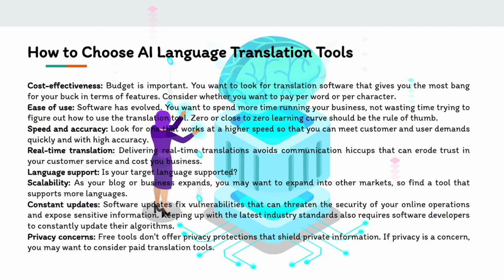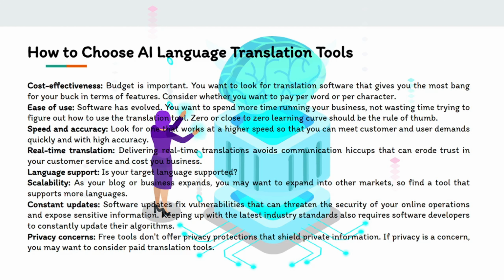Another one is speed and accuracy. Check for tools that provide quick and precise translations. Next is real-time translation. Opt for tools that offer real-time translation for live conversations. And another one is language support. Ensure the tool supports the languages you need.